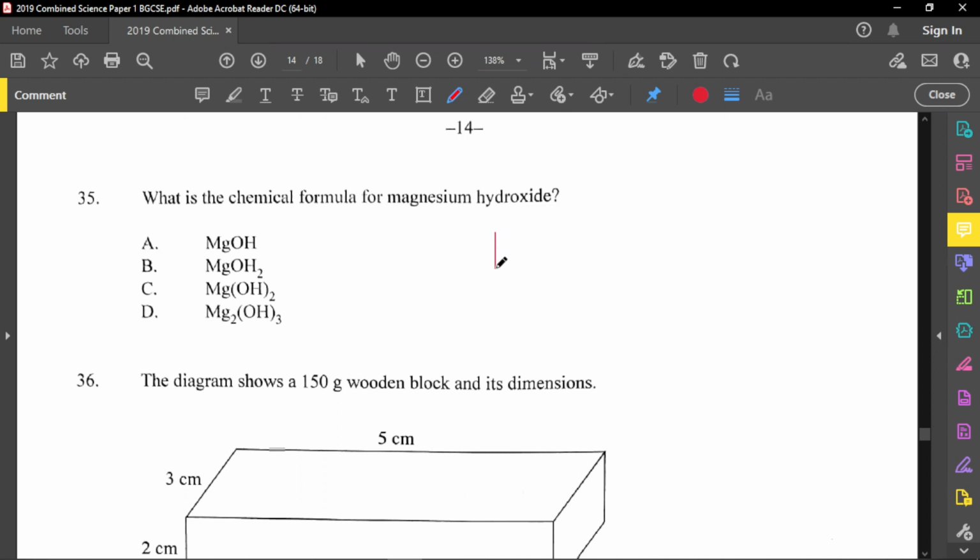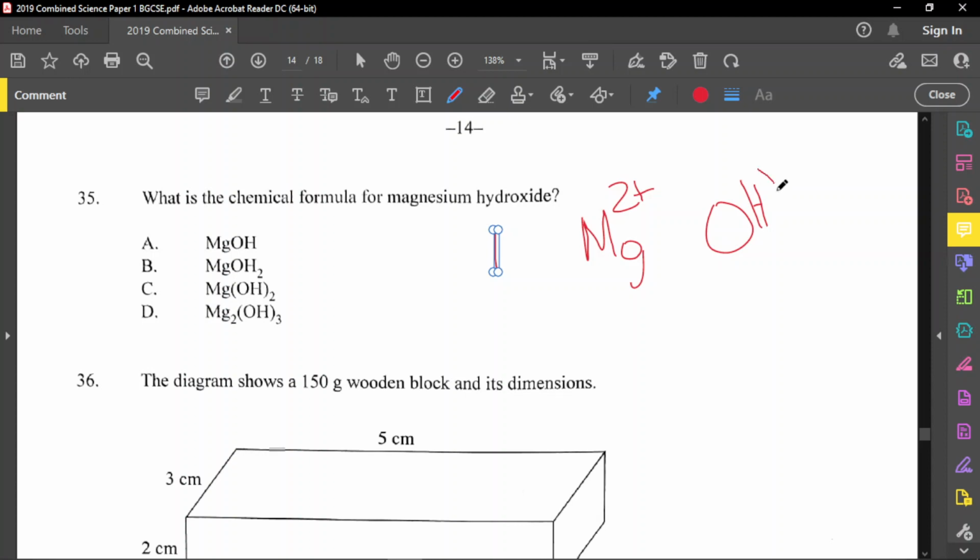Magnesium is from group 2, right? Mg. I'm going to show you this. If it's from group 2, we're going to have a positive 2 charge as an ion, right? Hydroxide, you need to know this, that is OH. OH has a negative 1 charge.